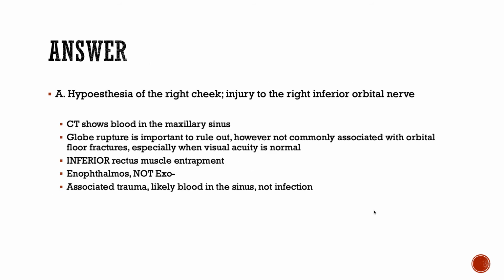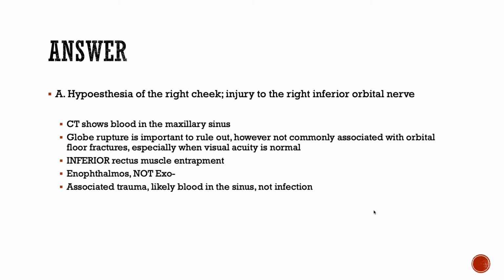Yeah, A. So hypoesthesia of the right cheek, I didn't talk about this, but because the inferior wall is more commonly fractured, you do have an infraorbital nerve that is along that ridge there. So when you do have a fracture, you could have injury. So you could get numbness to that right cheek, to that area. That by far is more common than other intraocular injuries or globe rupture. But again, you also want to rule that out, but that tends to be more common.